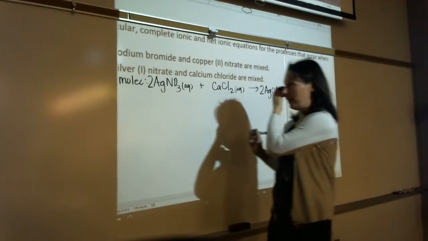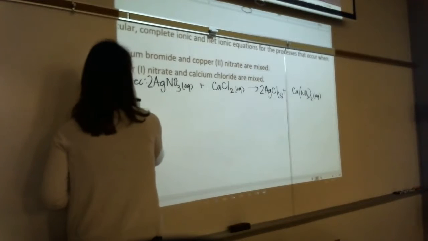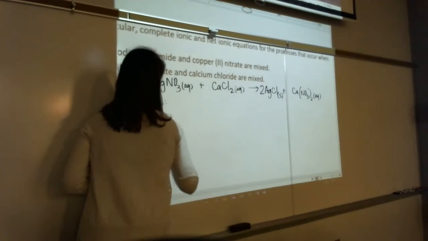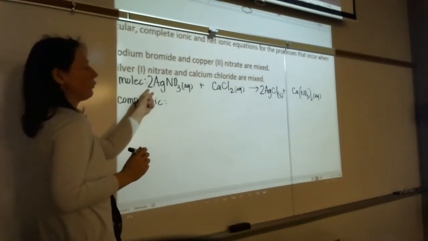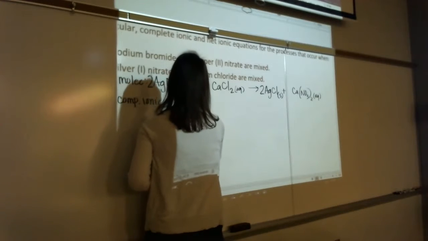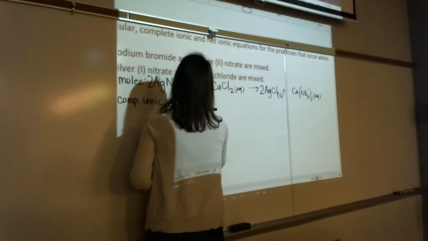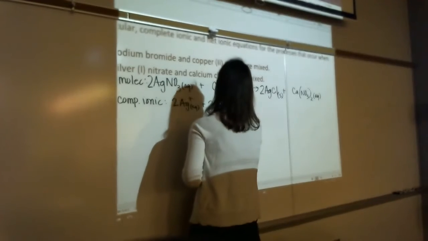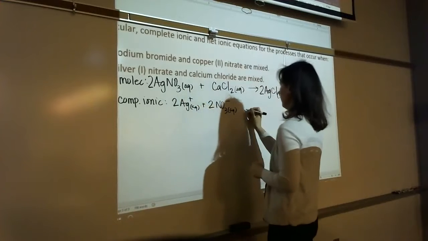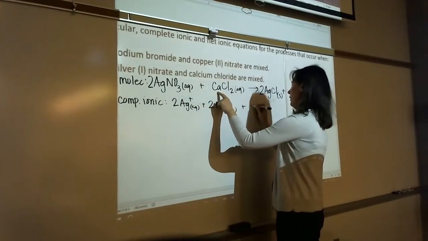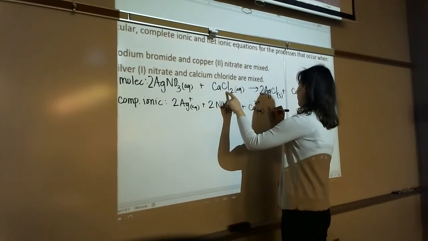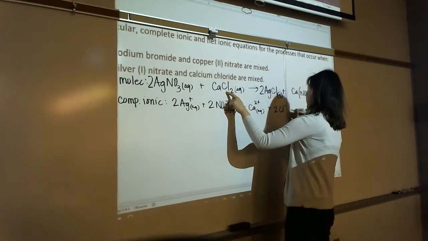Okay, that was our molecular equation. Now let's do complete ionic. This 2 in front gets distributed to everybody. So it'd be 2 Ag+ (aq) plus 2 NO3- (aq), right? Plus Ca2+ (aq) plus 2 Cl- (aq).